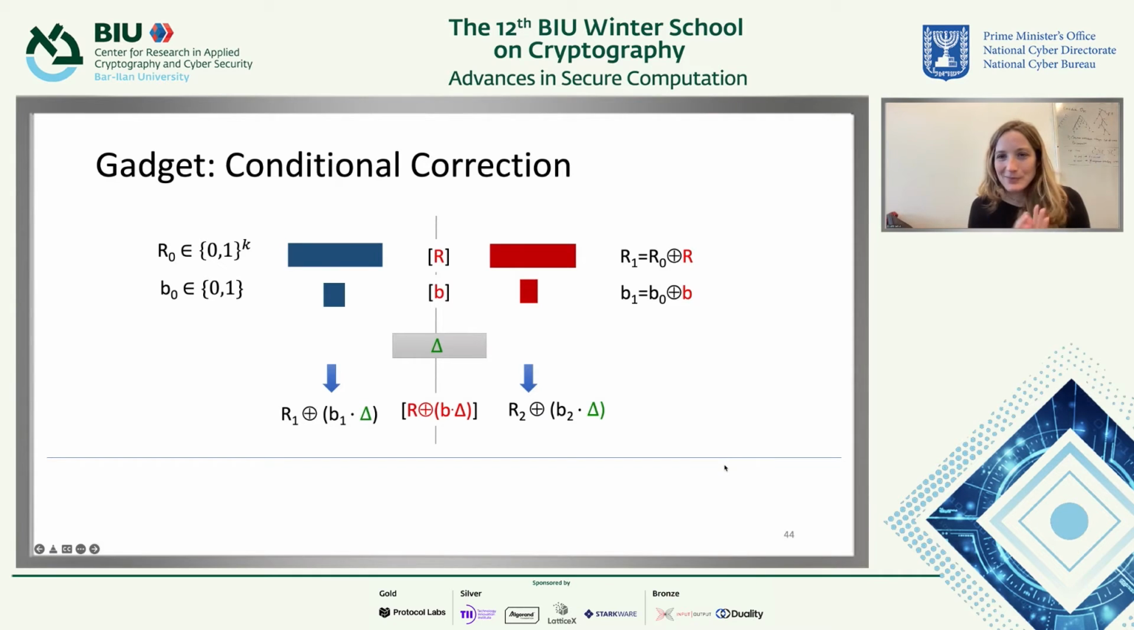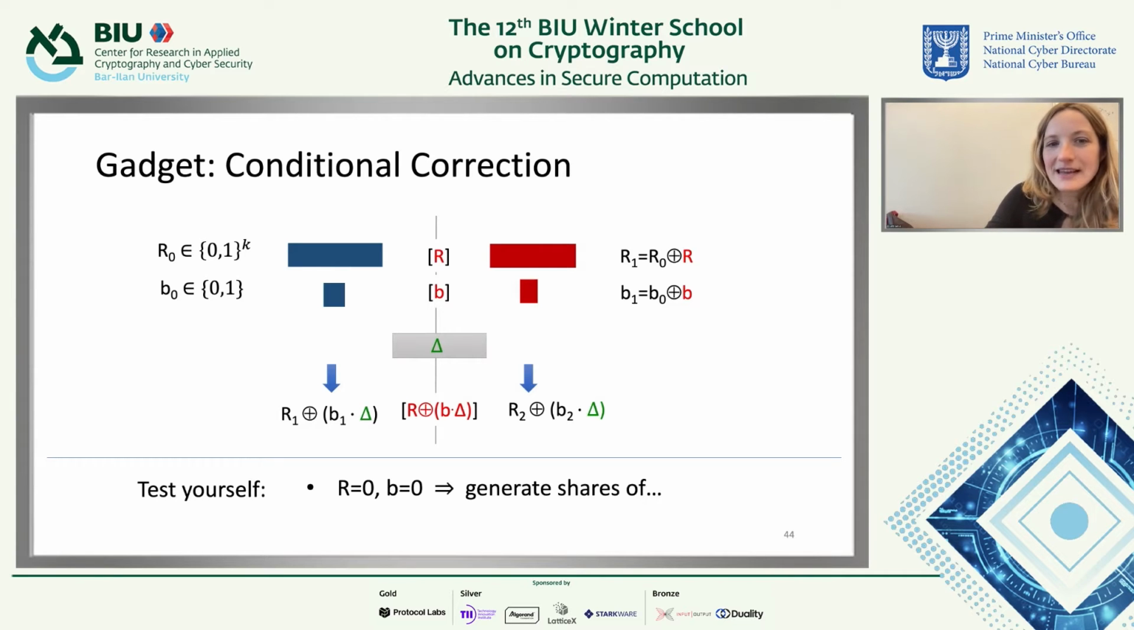Okay, so I claim, maybe this is not obvious yet, that we've just made fantastic progress. And let me give you a little bit of a flavor of this. Okay, so test yourself. What happens if, for example, R is the all zero string, that is, whatever I'm holding on to is the same as what you're holding on to, and B is also 0.